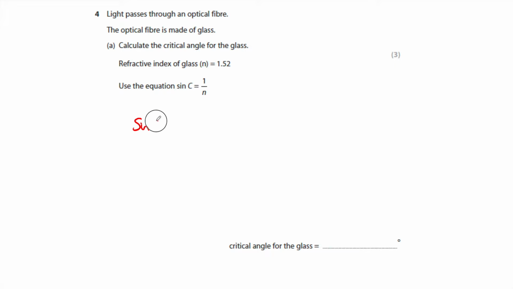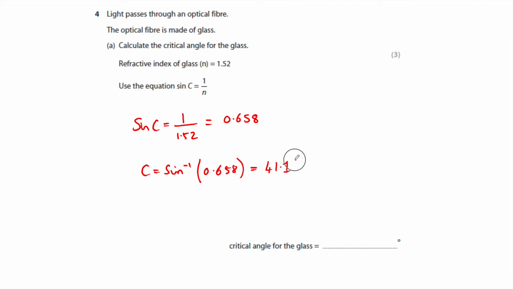So the first mark would be putting the values in. So sine of c is 1 over 1.52, and that's equal to 0.658. It's more numbers than that, but I would quote it to 3 significant figures. Don't go down to 2. Now, of course, that's the sine of c. To find c, you've got to do the inverse of that, which is sine to the minus 1, 0.658. On your calculator, just look at where the sine button is and press shift sine, and that will give you sine to the minus 1. And that comes out as 41.1 degrees.